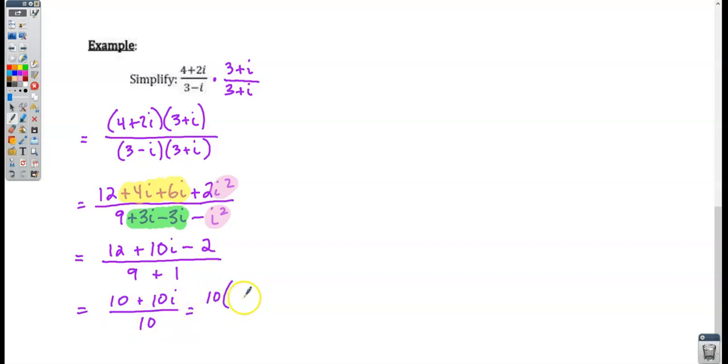I can take a 10 out of both things in the numerator and then cancel that with the 10 in the denominator, and we end up with our final answer of 1 plus i. All right, moving on.